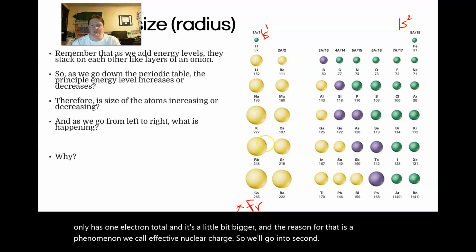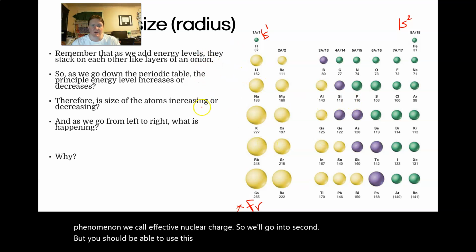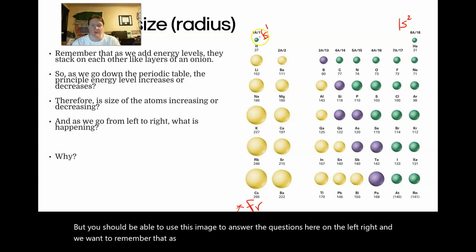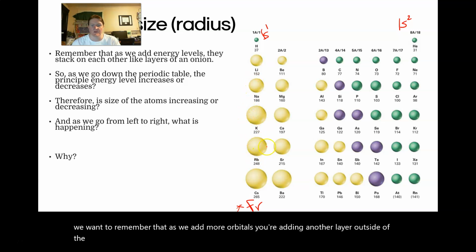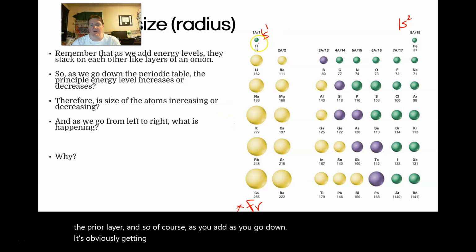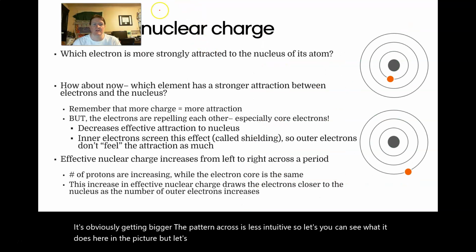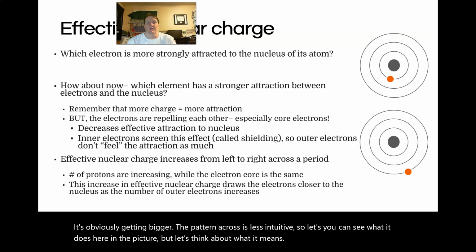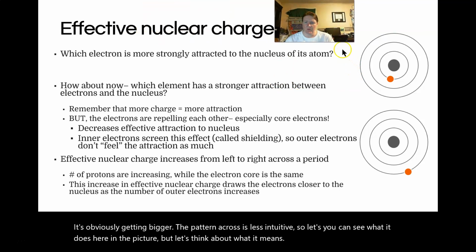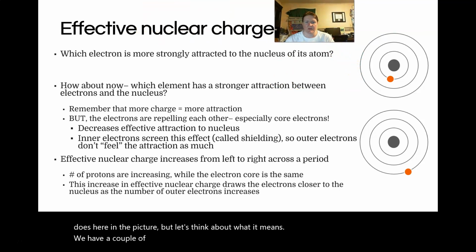But you should be able to use this image to answer the questions here on the left. All right? And we want to remember that as we add more orbitals, you're adding another layer outside of the prior layer. And so, of course, as you go down, it's obviously getting bigger. The pattern across is less intuitive. You can see what it does here in the picture, but let's think about what it means. So we have a couple of different factors when we think about effective nuclear charge.